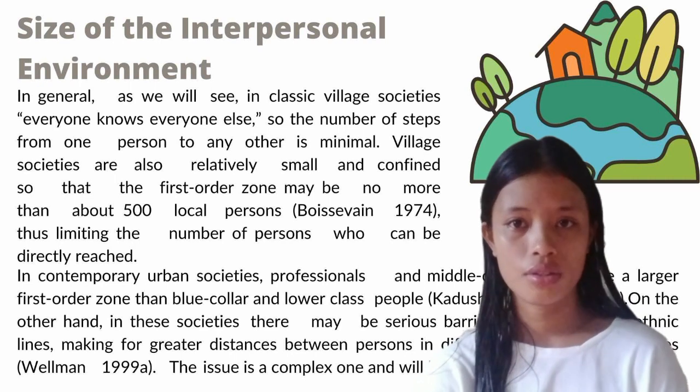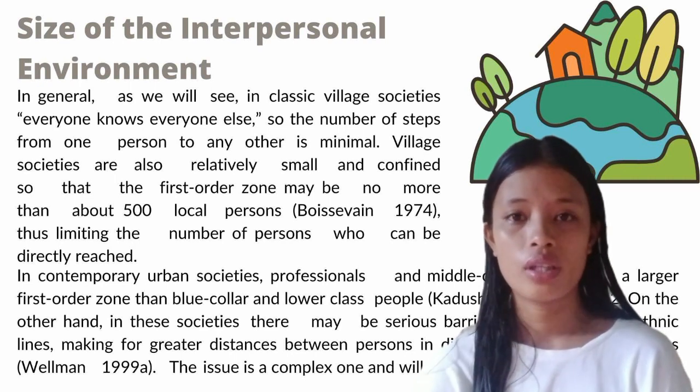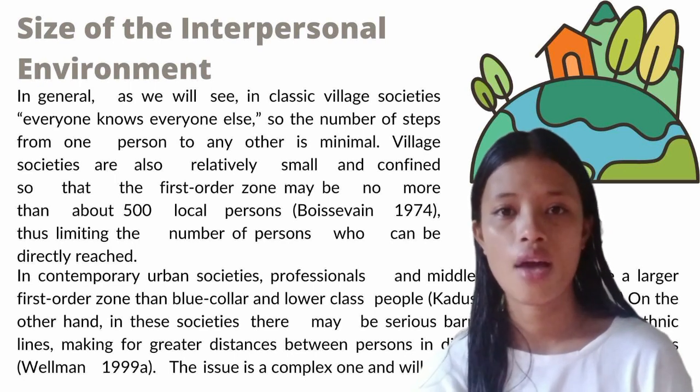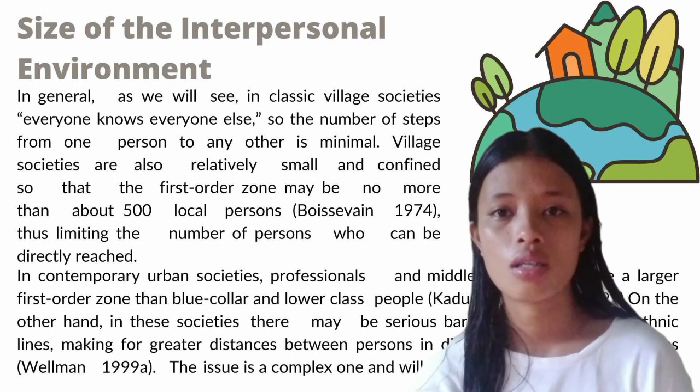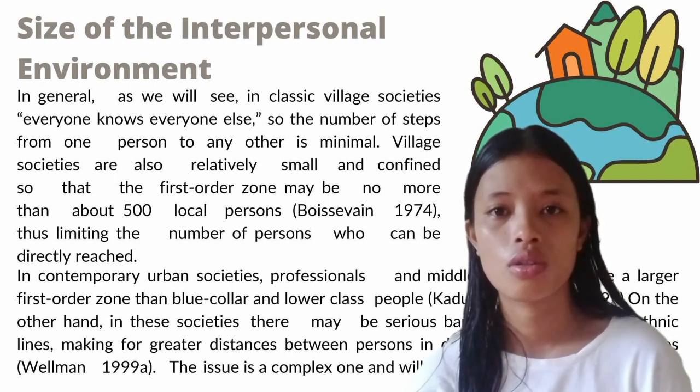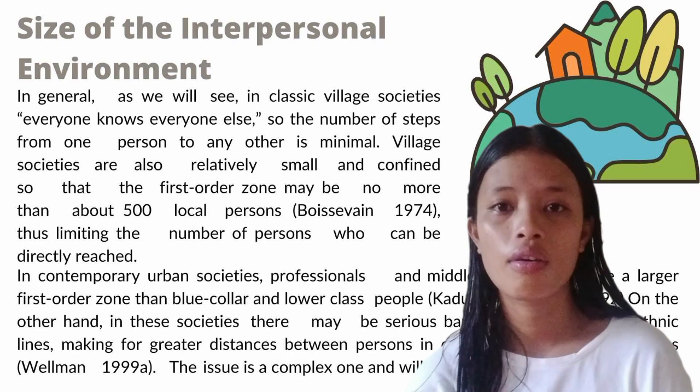Size of interpersonal environment. In general, as we will see in classic village societies, everyone knows everyone else. So the number of steps from one person to any other is minimal. Village societies are also relatively small and confined, so that the first order zone may be no more than about 500 local persons (Vosivane, 1974), thus limiting the number of persons who can be directly reached.